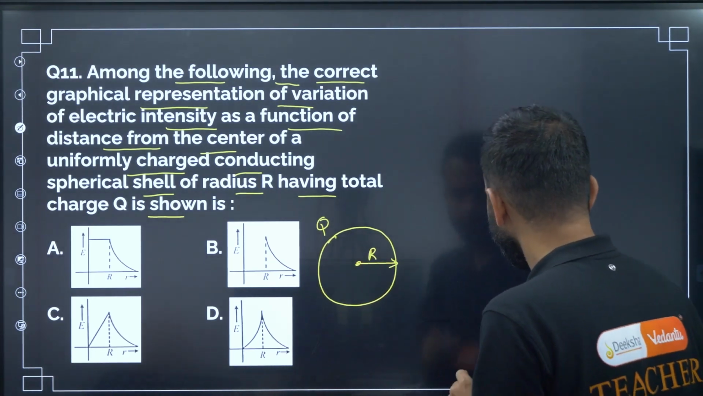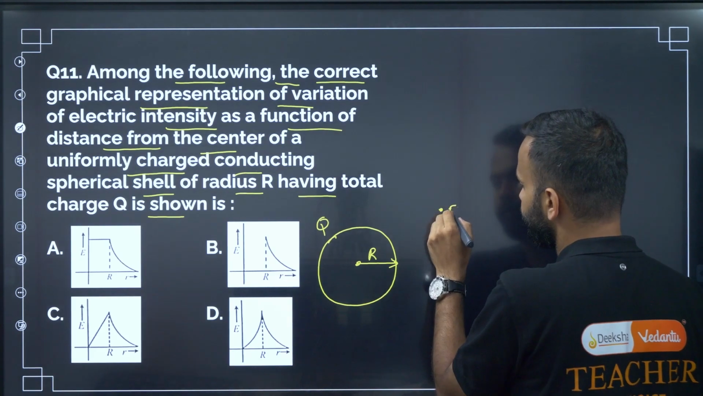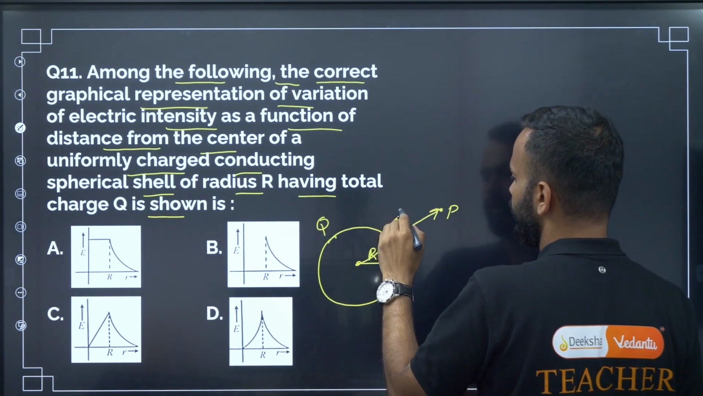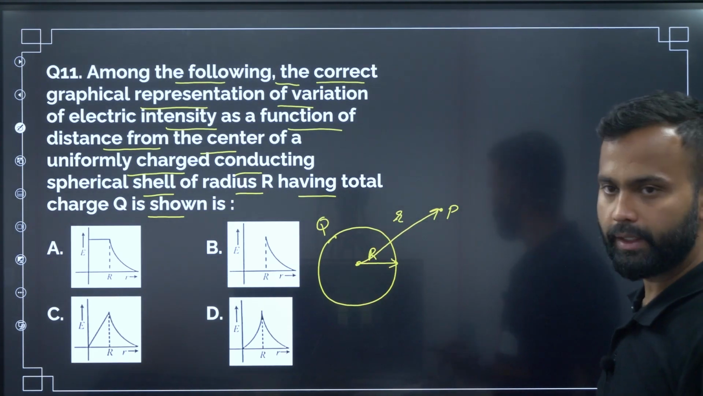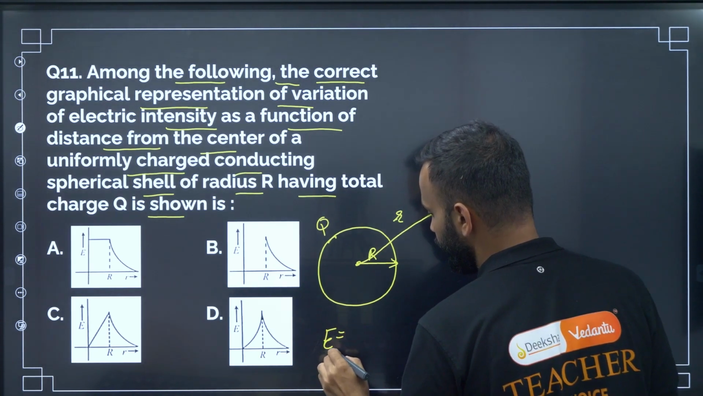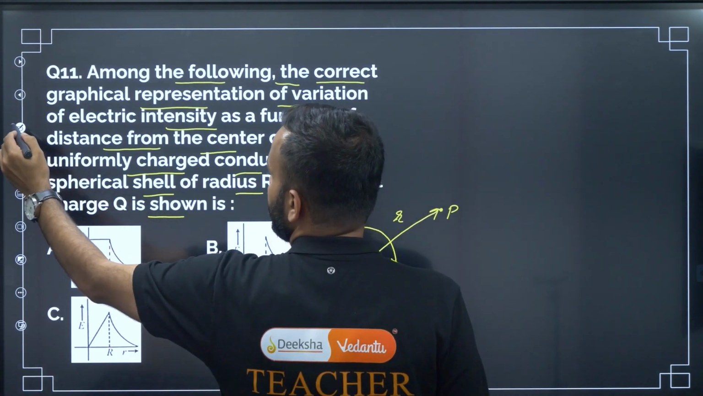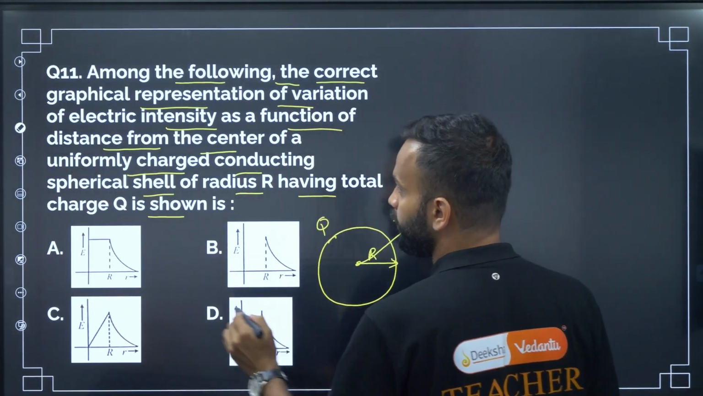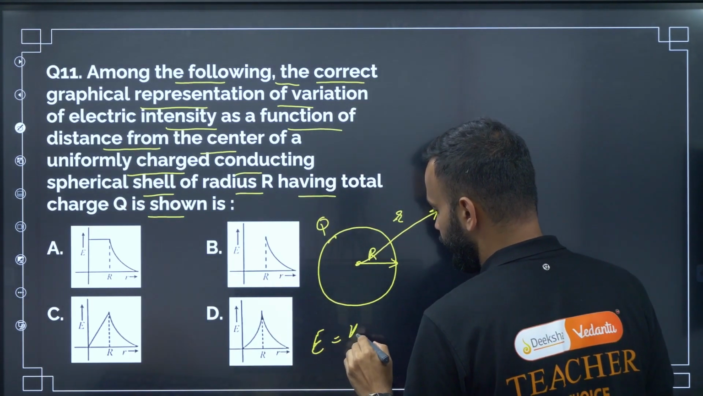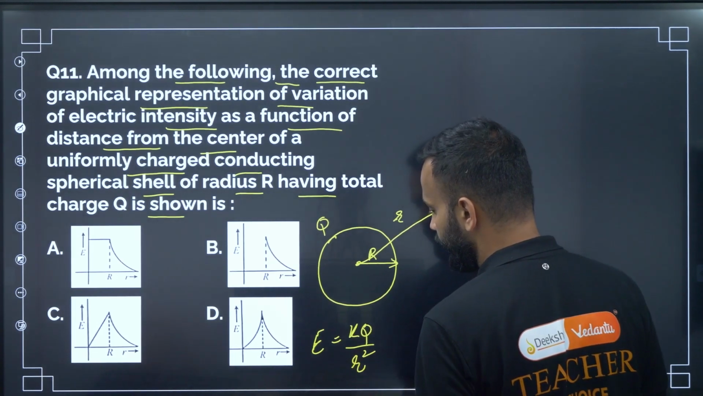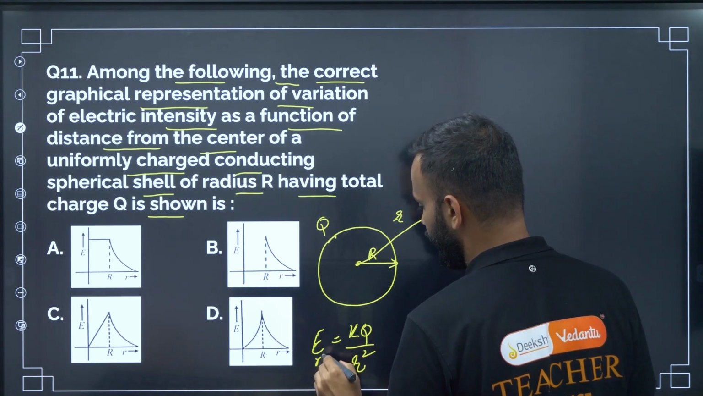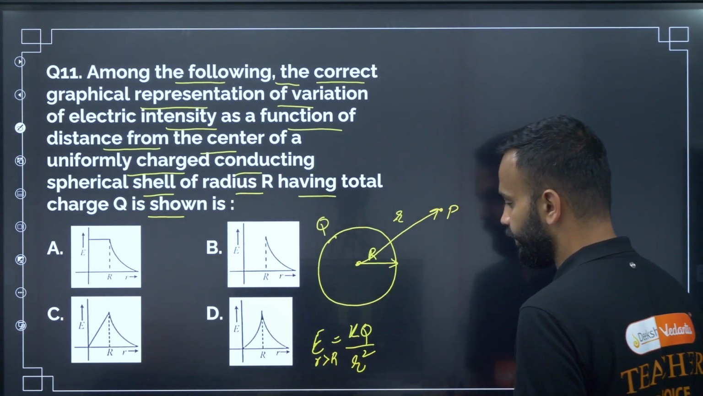Now what is the electric field at point P? Here the point P lies outside the spherical shell. The distance between the center of the spherical shell and point P is r. So the electric field at point P is equal to k into capital Q divided by r square. This is the case when point P lies outside the spherical shell, r greater than capital R.